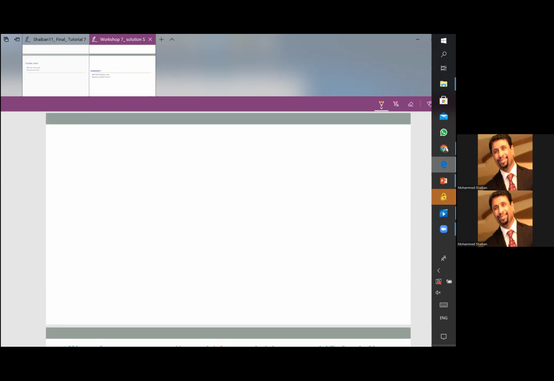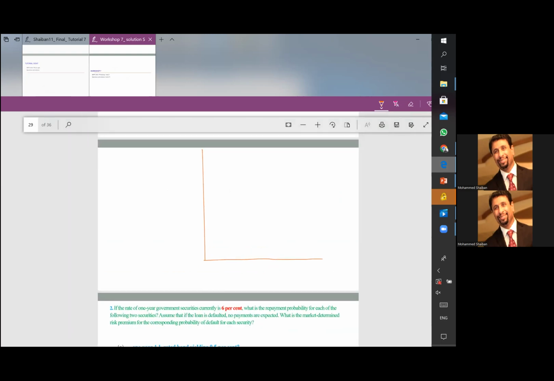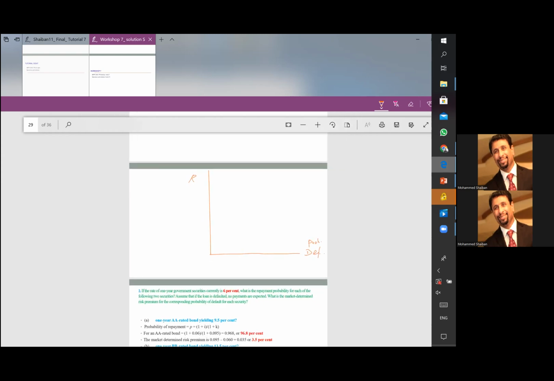I think we have talked about this. And we said, this is the R. And the R can be K or I. And this is the default, probability of default. Now, this is actually the risk value, and the risk free. And this one goes like this. I just make it another color.